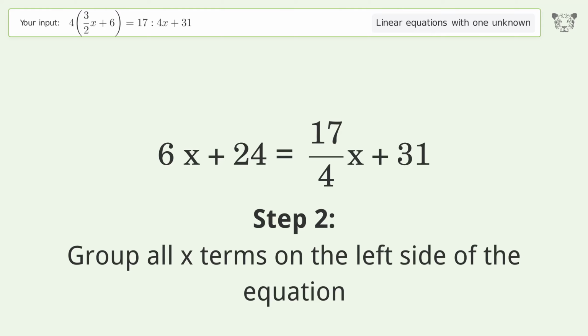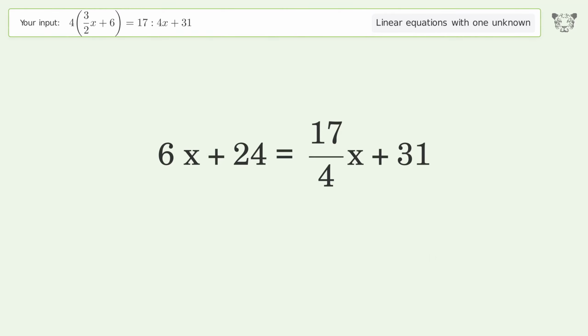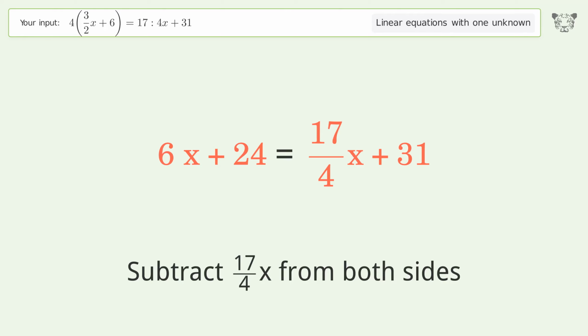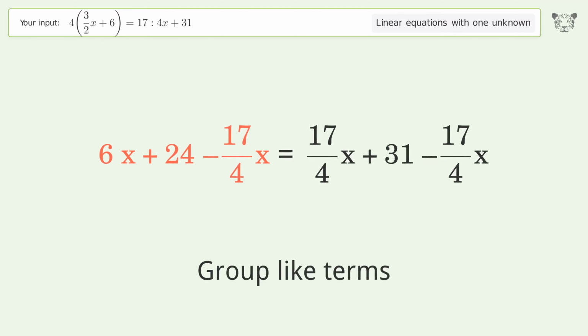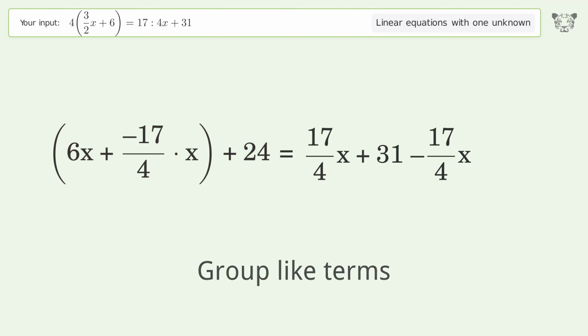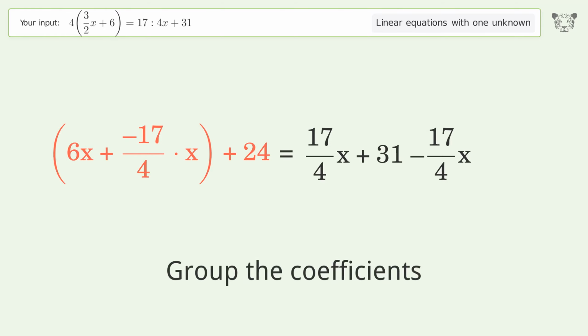Group all x terms on the left side of the equation. Subtract 17 over 4x from both sides. Group like terms. Group the coefficients.